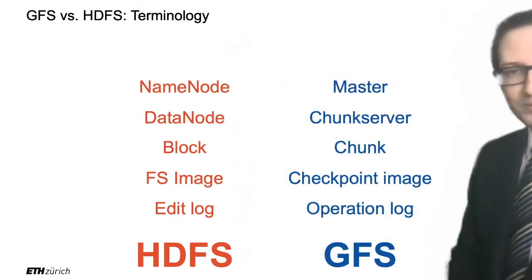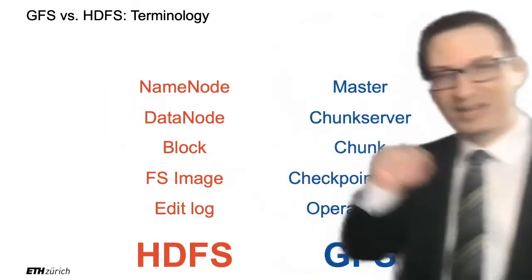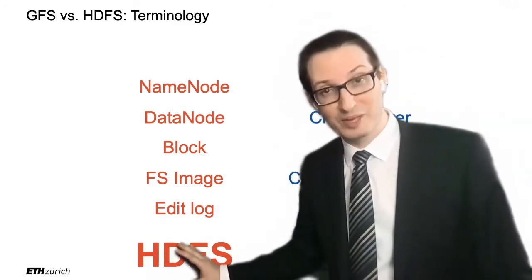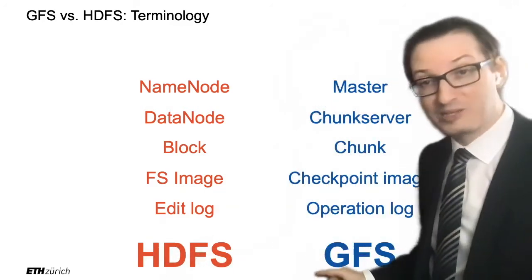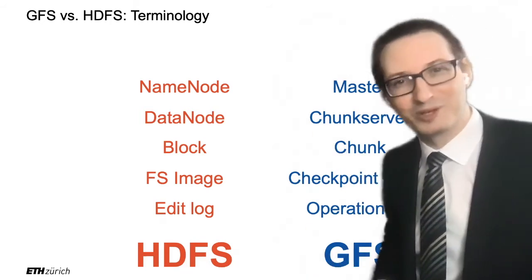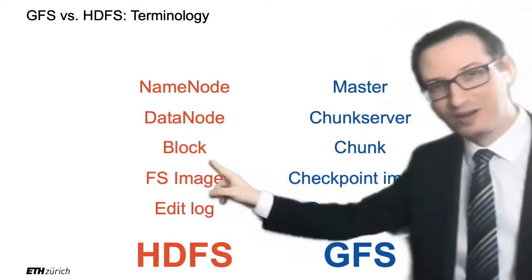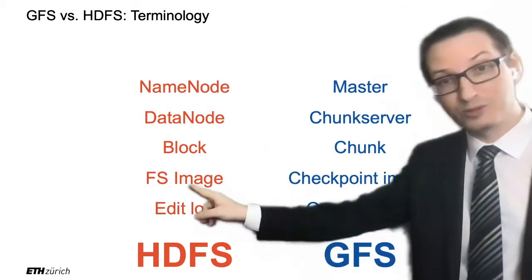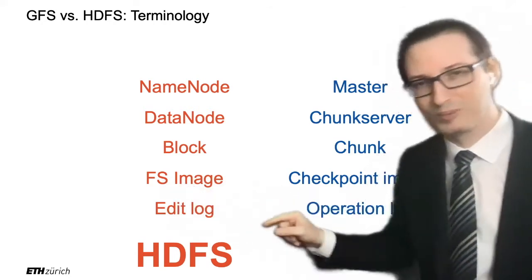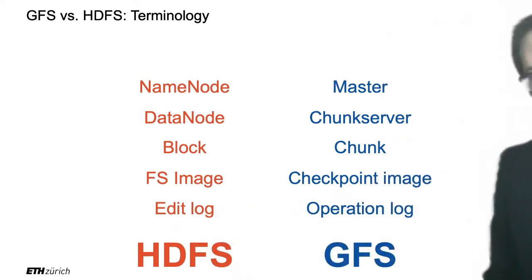that the terminology of the open source version, HDFS, the Hadoop one that we saw today, might not use the same words as the Google File System. So I gave you the HDFS paper to read, not the GFS. But if some of you feel adventurous and want to read the GFS paper, you will see that they use completely different words. They don't say name node, they say master. They don't say data node, they say chunk server. They don't say block, they say chunk. They don't say image, they say checkpoint image. They don't say edit log, they say operation log, and so on and so on.